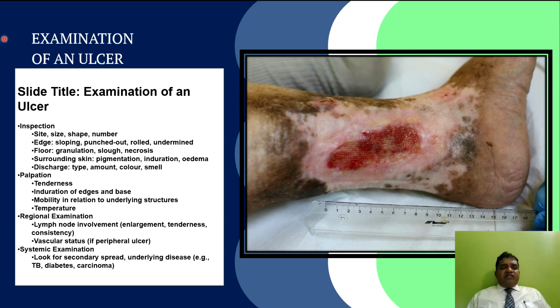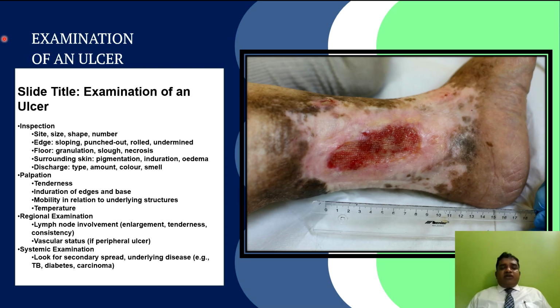The surrounding skin shows pigmentation, induration, and edema. This wound looks clean. Sometimes you can see a very bad wound with discharge, so check the type of discharge, amount, color, smell, everything you need to check. And the next step, you need to do palpation.